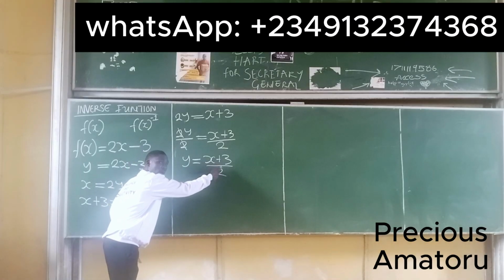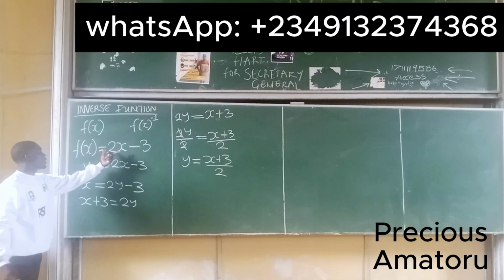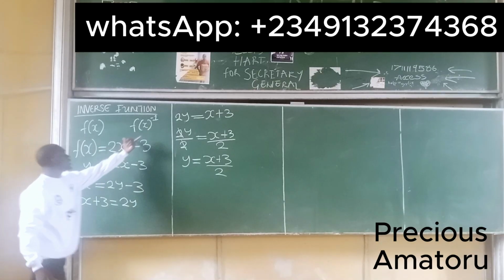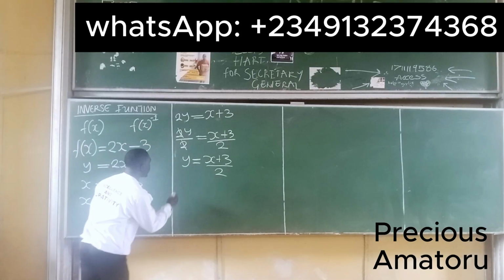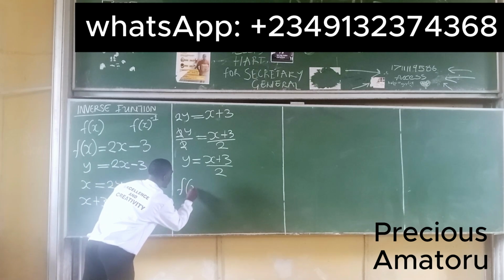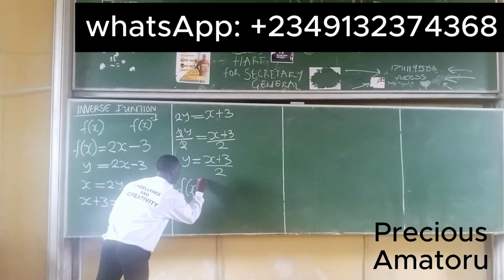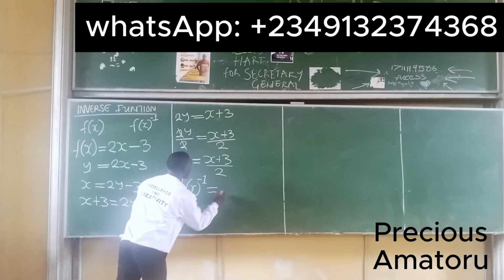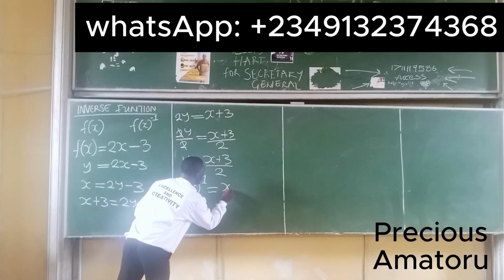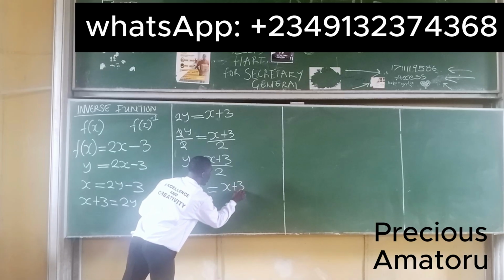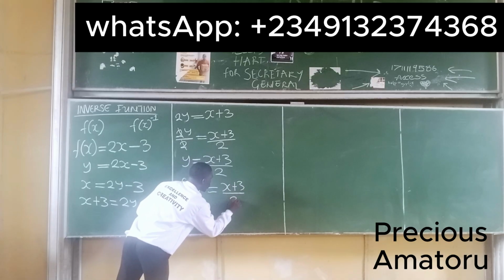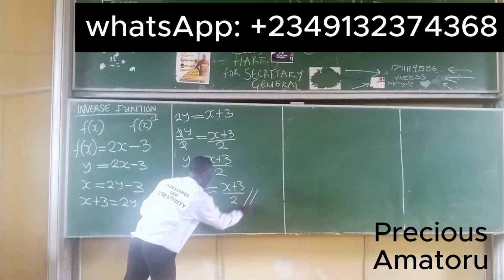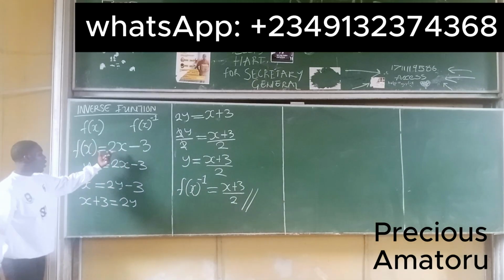Now what we have now is not yet the inverse of this function. So we take this to represent y. So we say that f(x) to the power of minus 1 is equal to x plus 3 all over 2. So this is now the inverse of this.